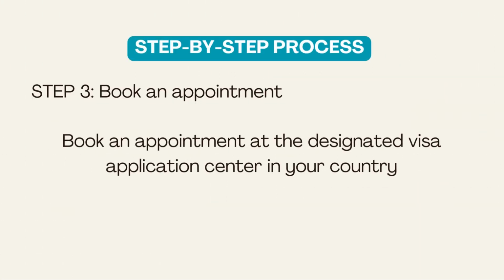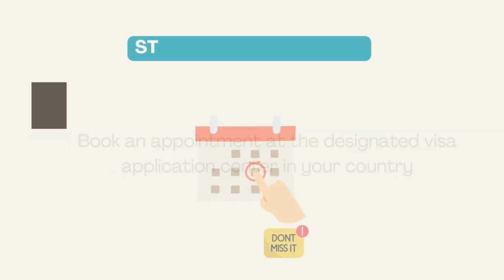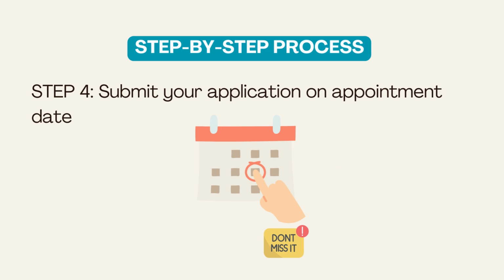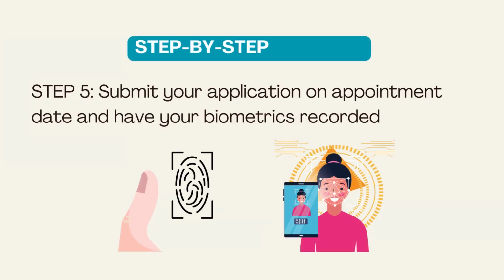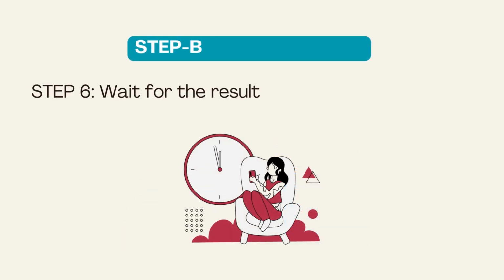Now, step 3 would be to book your appointment with the designated visa application center in your country. In the Philippines, it would be VFS. Once you have booked your appointment, then submit your application on your appointment date. Afterwards, during your appointment date, you will be giving your biometrics: your fingerprints, and your photo will be taken and recorded. Step 6 would be to wait for the result.